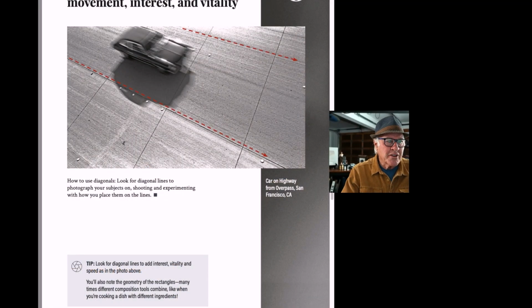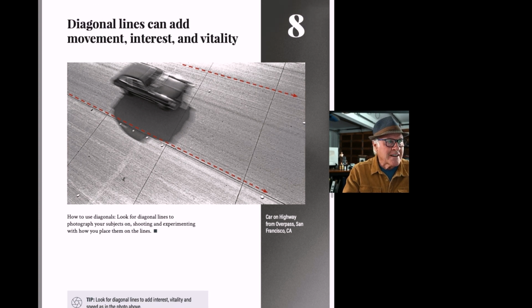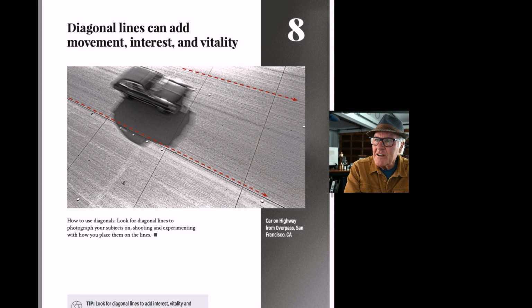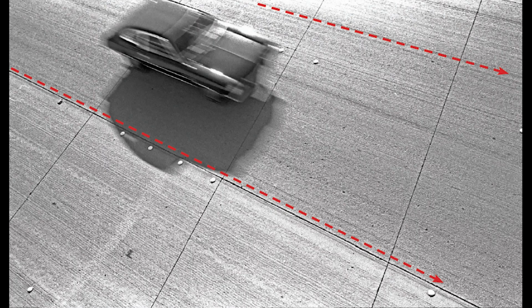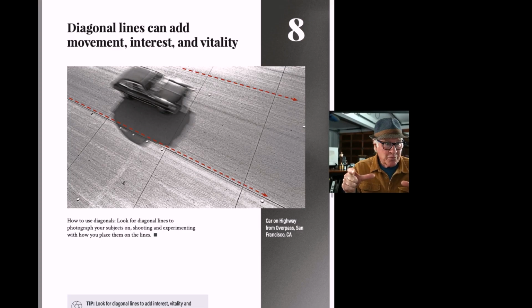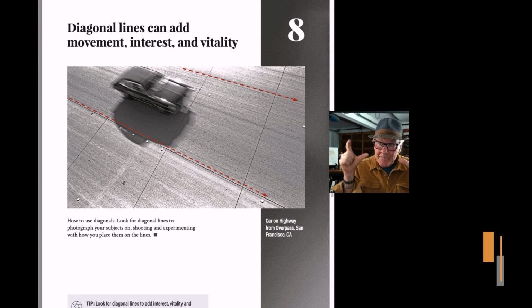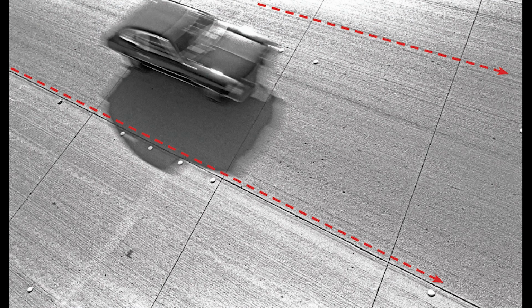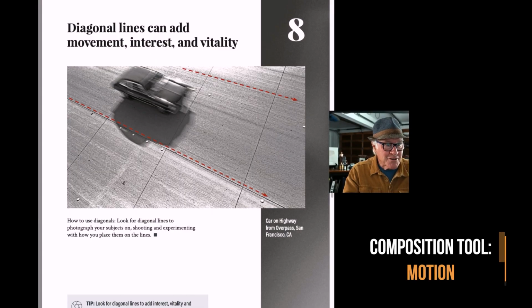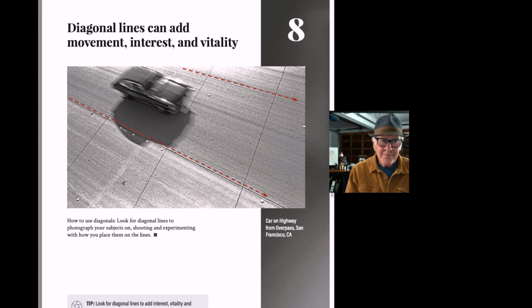The next tool that I want to go over is using diagonal lines. And they can add the feeling of movement, interest, and vitality. This is an image I shot when I was in art school in San Francisco, looking down, which also combines another tool, which is angles. So I was above this car on a freeway overpass, and I used a fairly long exposure to get the motion of the car. That's another composition tool. But the main thing going on here is the diagonal lines in the road. That does give you the feeling of motion. I love diagonal lines. Whenever you can find them, use them.